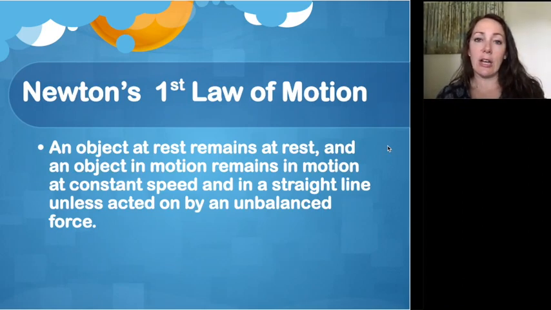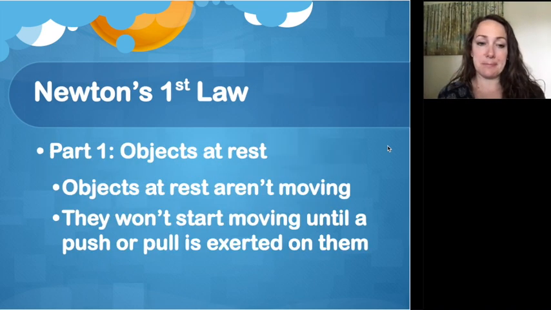His first law of motion says an object at rest remains at rest, and an object in motion remains in motion at constant speed and in a straight line unless acted upon by an unbalanced force. So basically that is saying that an object that is moving in a straight line is going to keep going in a straight line until something stops it or blows it off course, okay? Until something else that has a greater force changes its trajectory.